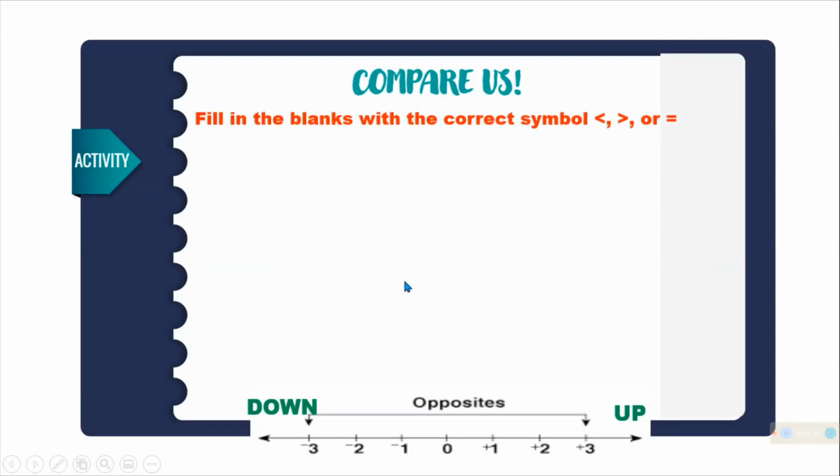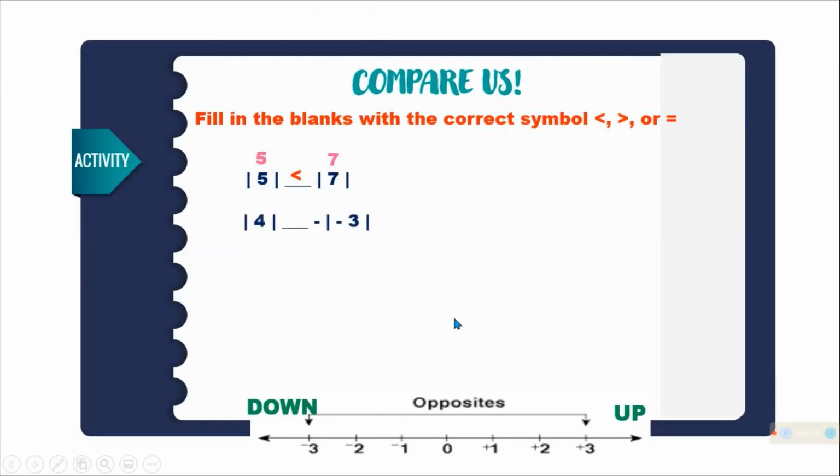So, fill in the blanks with the correct symbol. So, ito yung sasagot natin. Less than, greater than, or equal. So, absolute value of 5 is 5. Then the absolute value of 7 is 7. So, what will be the answer? So, the answer is less than. So, 5 less than 7.